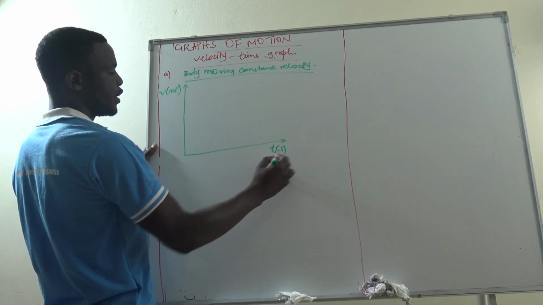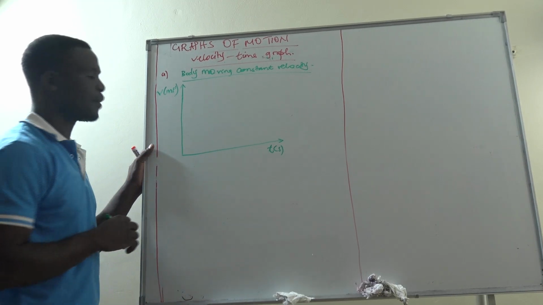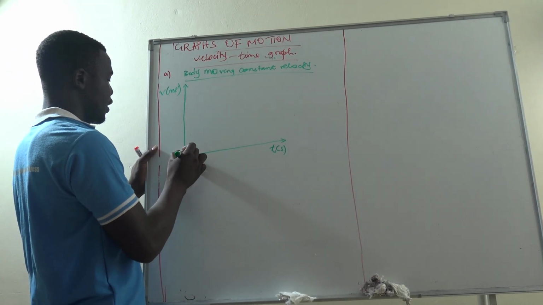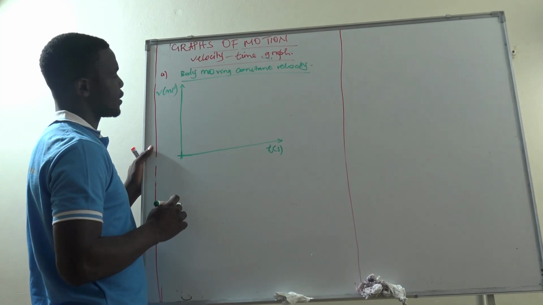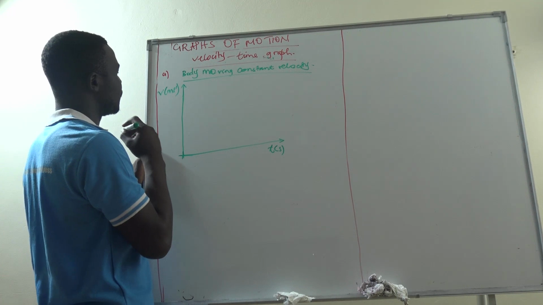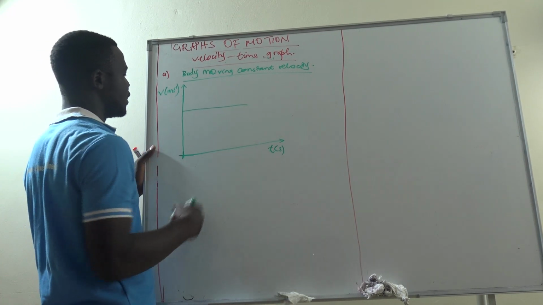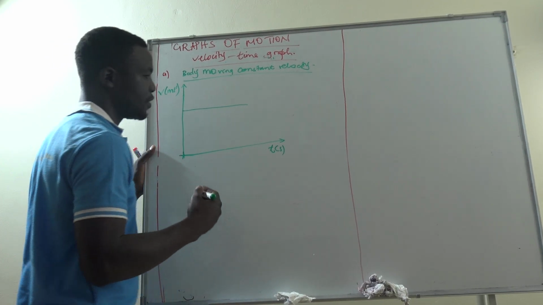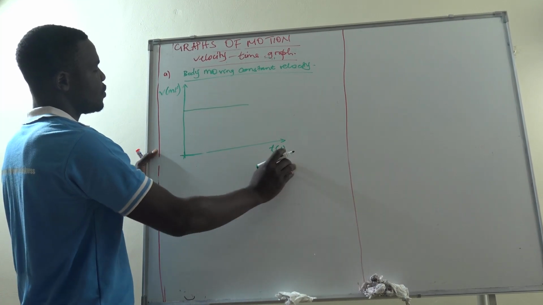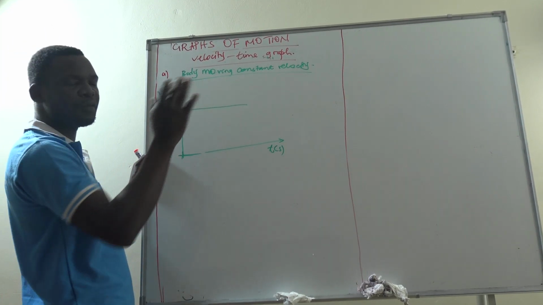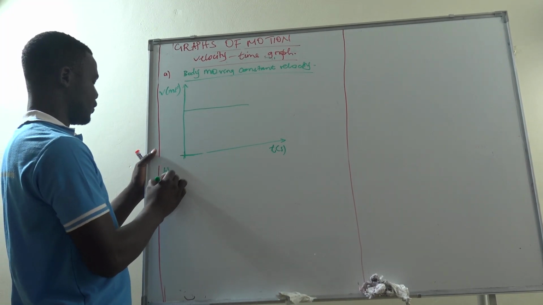And please take note, when you're plotting your graphs, you should make sure these graphs are labeled. They should be having the quantities on both the y and the x axis. Now, if a body is moving with constant velocity, it means that its velocity is not changing, and therefore that graph is a straight line, just like that, to show that as time is increasing, the velocity of this body doesn't change. Now let's look at category number 2.